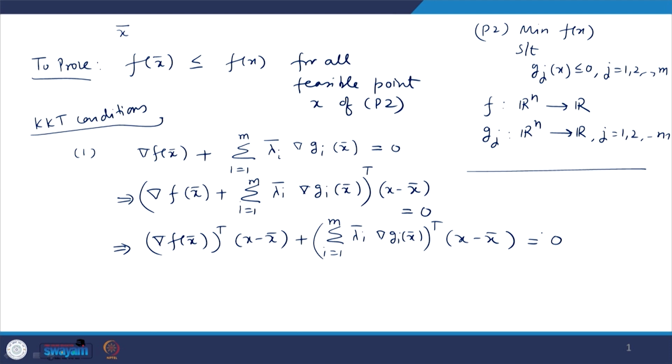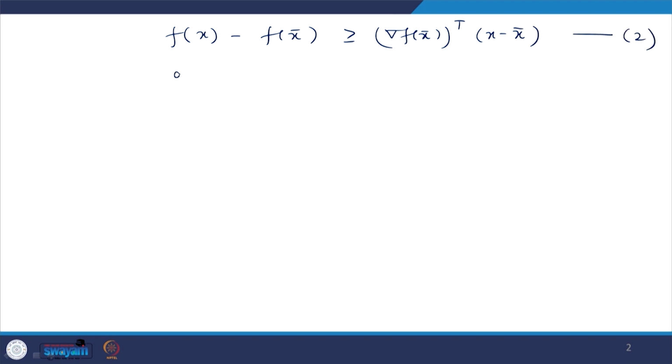Suppose this is equation 1. Now, since the function and constraints are convex, that is f and g_i for all i are convex, by the convexity definition we can say that f(x) minus f(x bar) is greater than or equal to gradient of f(x bar) into (x minus x bar), and also g_i(x) minus g_i(x bar) is greater than or equal to gradient of g_i(x bar) whole transpose into (x minus x bar).